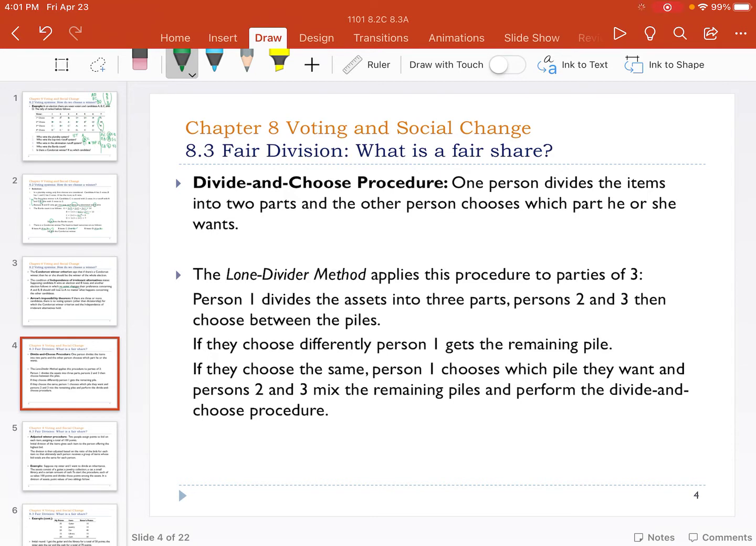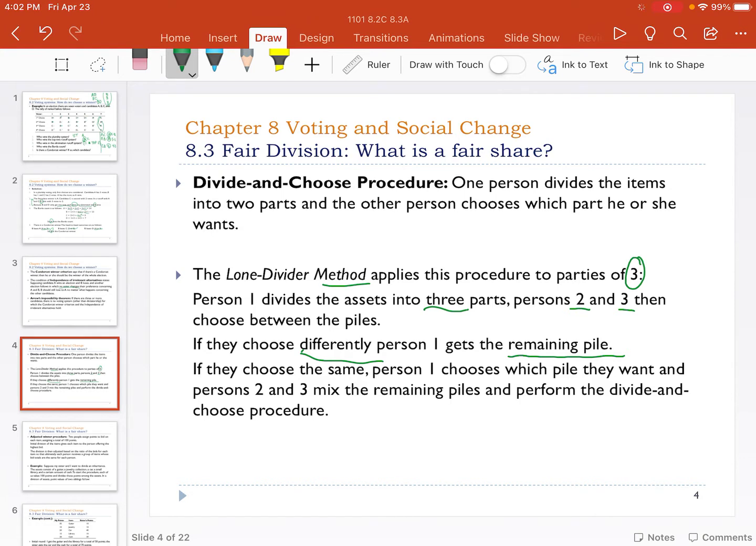The subtitle below the divide and choose procedure would be the lone divider method, because apparently this can go off into a couple different directions. This particular method, called the lone divider, applies this procedure to parties of 3 only. There could be more. If we just have 3, there's a couple of cases that could happen. Person 1 does the dividing. It divides the assets into 3 parts, but persons 2 and 3 then choose between the piles.